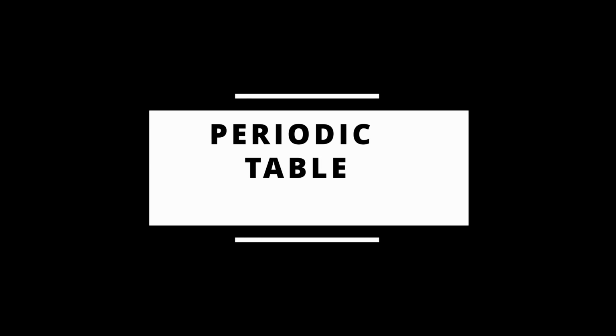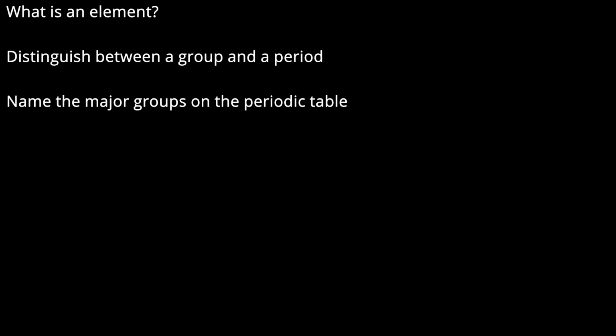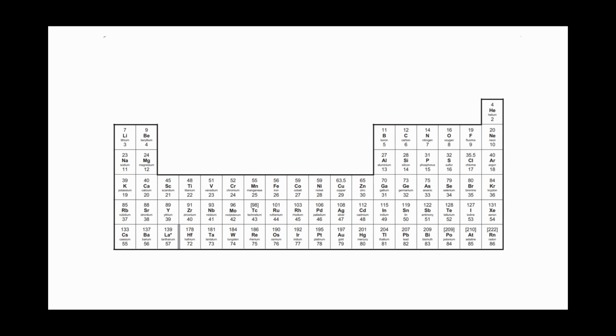Okay, so today we're going to be talking about the periodic table. This is a quick, short video. So here's a list of things we're going to cover by the end. What is an element, how to distinguish between a group and a period, and how to name the major groups of the periodic table. So hopefully by the end, you've got a periodic table that looks less like this and more like this.